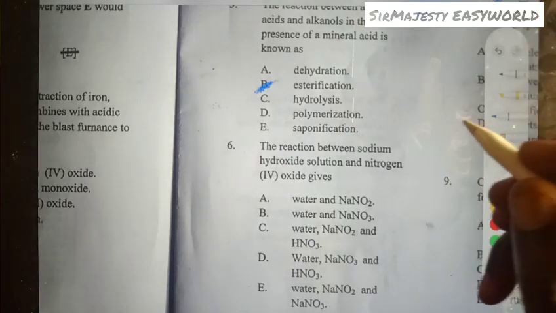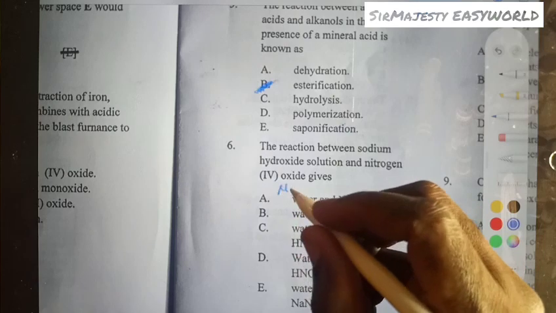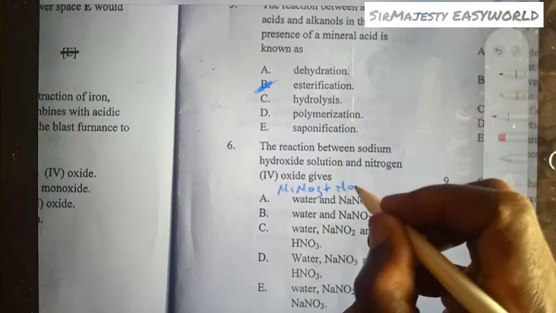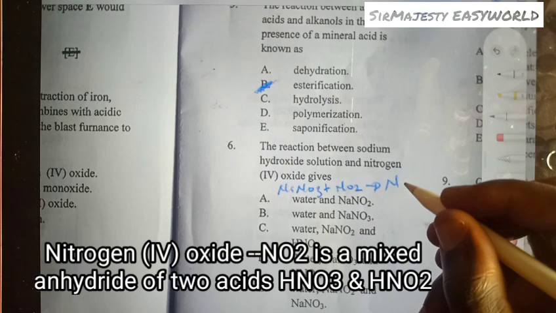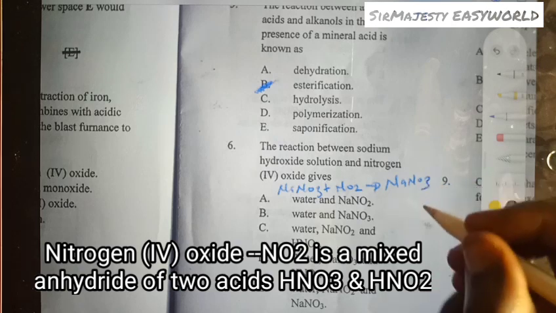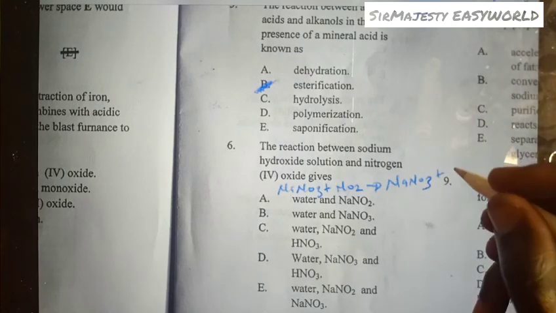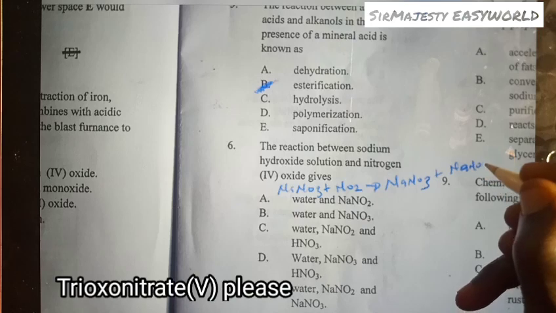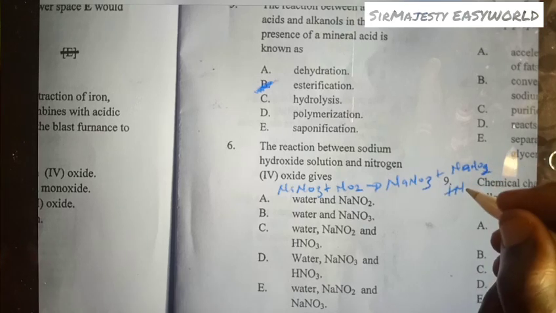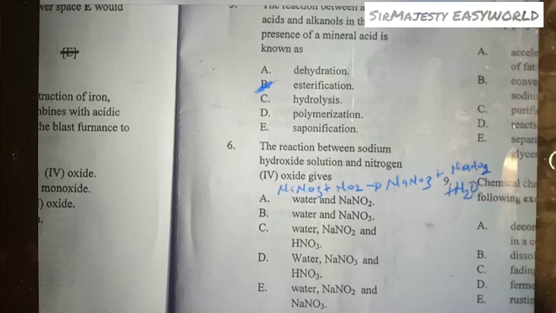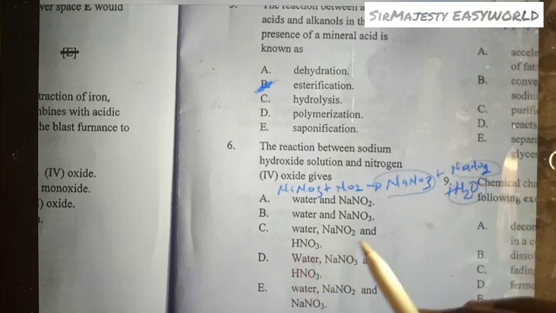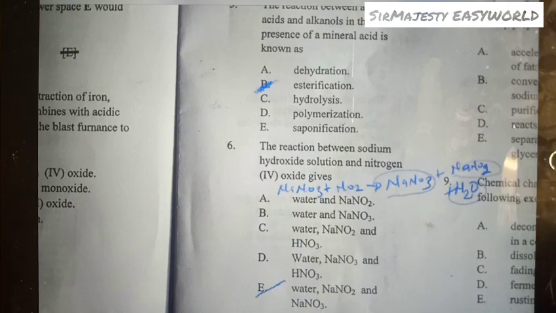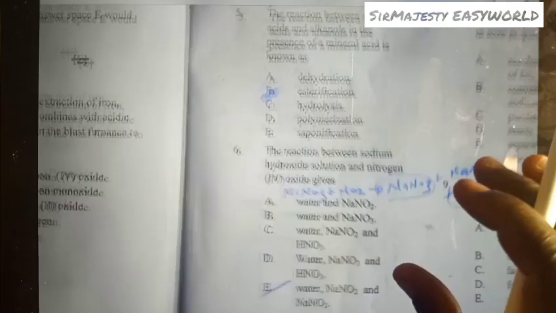Let's write the equation of the reaction: sodium hydroxide plus NO2 will give you, because this NO2 is a double anhydride, an anhydride of two acids, it will give you the nitrate(V) and also the nitrate(III), plus water. So the products are NaNO3, NaNO2 and H2O. Which option has that? That's option E, water, NaNO2 and NaNO3.